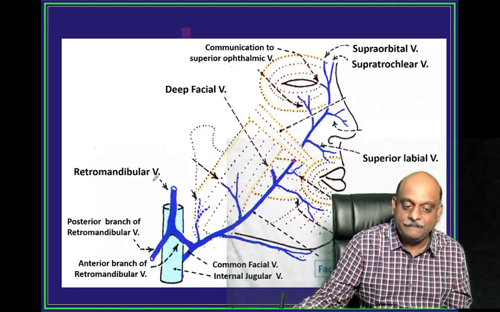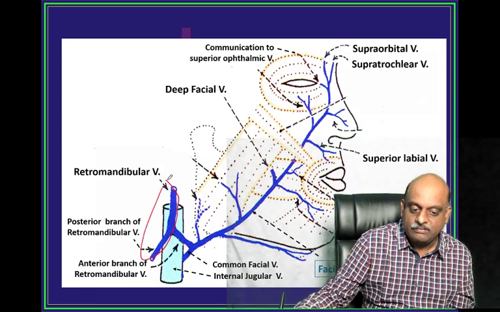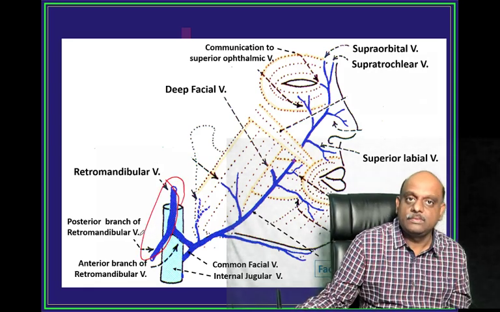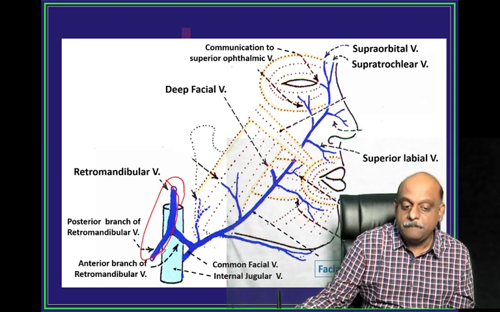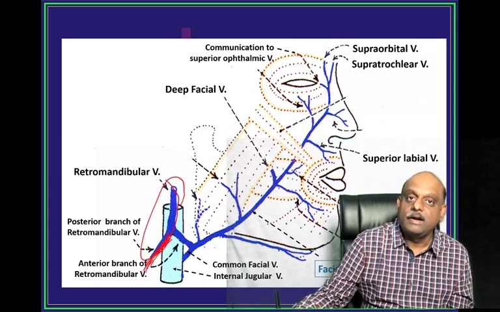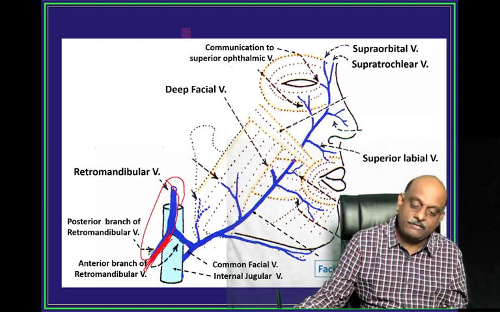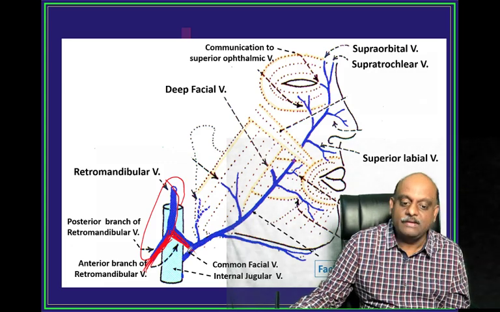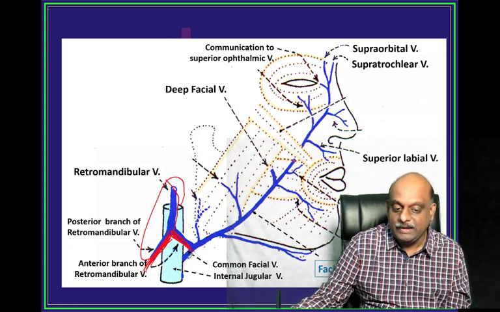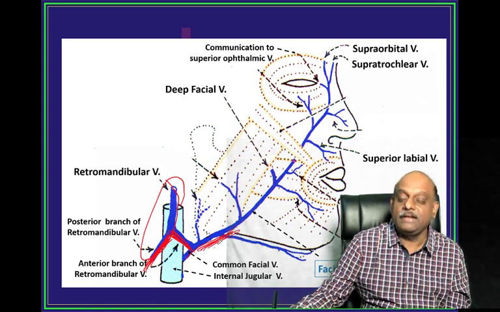So you can see that the posterior branch of the retromandibular vein is traveling to form the external jugular vein. Whereas the anterior branch of the retromandibular vein typically is combining with the facial vein.